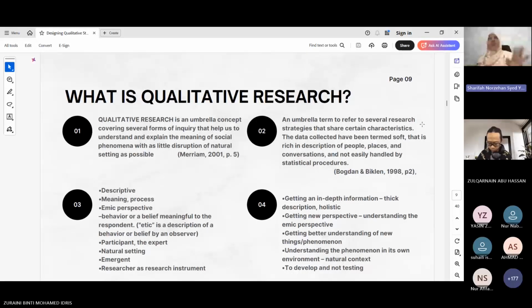If you're talking about qualitative researchers, they don't like you to use the term respondent, because the term respondent is very much used by the quantitative people. So you use terms like interviewees, or your participants. You can use that.